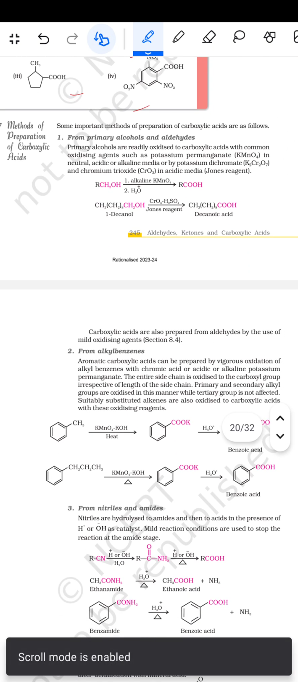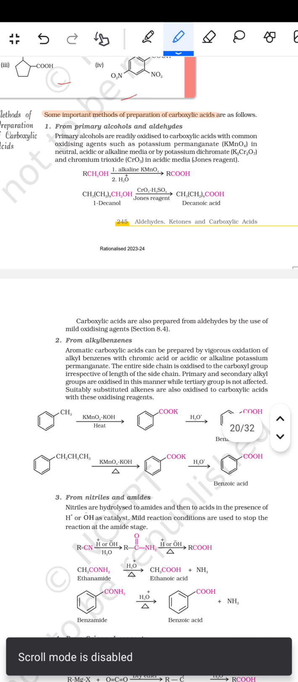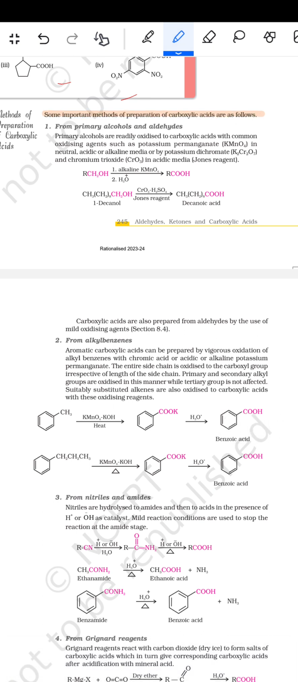Method of the preparation of the carboxylic acid. So some important methods of the preparation of the carboxylic acid are as follows. From the primary alcohols and the aldehydes. Primary alcohols are readily oxidized to the carboxylic acid with the common oxidizing agents such as the potassium permanganate KMnO4 in the neutral, acidic or the alkaline media, or by potassium dichromate K2Cr2O7 and the chromium trioxide CrO3 in the acidic media, Jones reagent.